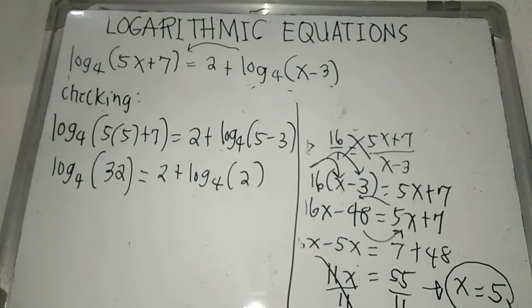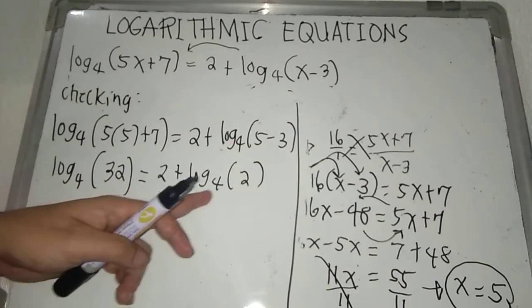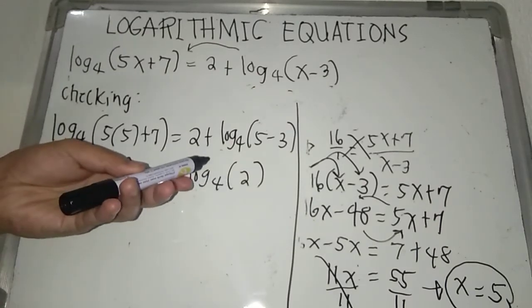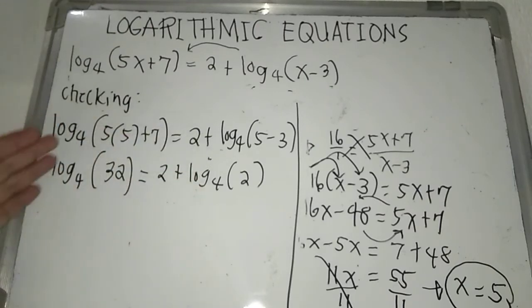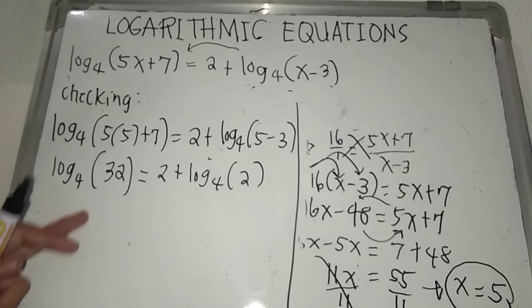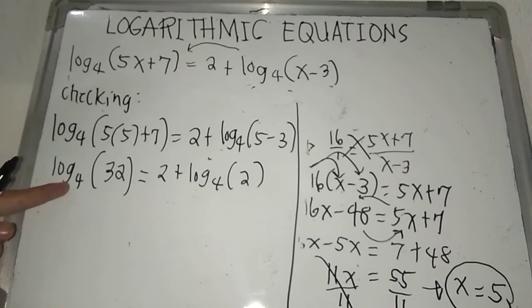So we can actually continue. So what is log base 4 of 32 equals 2 plus log base 4 of 2. Then you can actually transpose log base 4 of 2 to the right or to the left if you want, but you can actually find the value of the left side itself. Okay, how to do that?